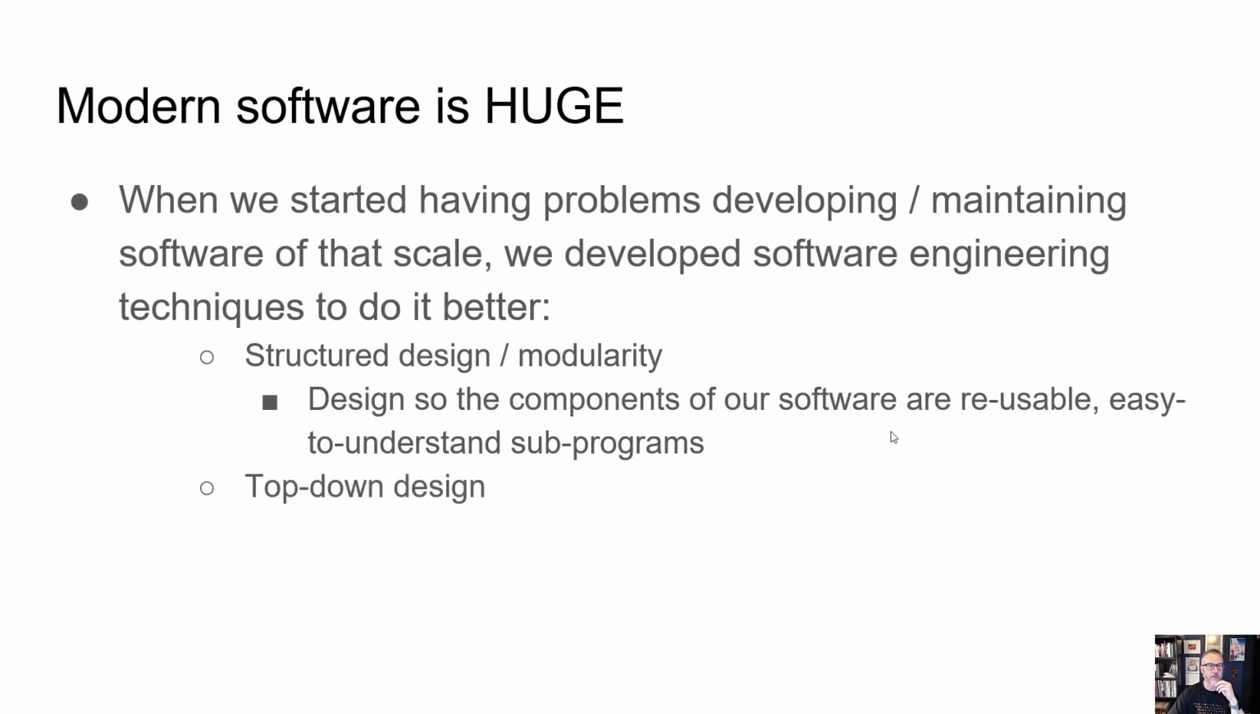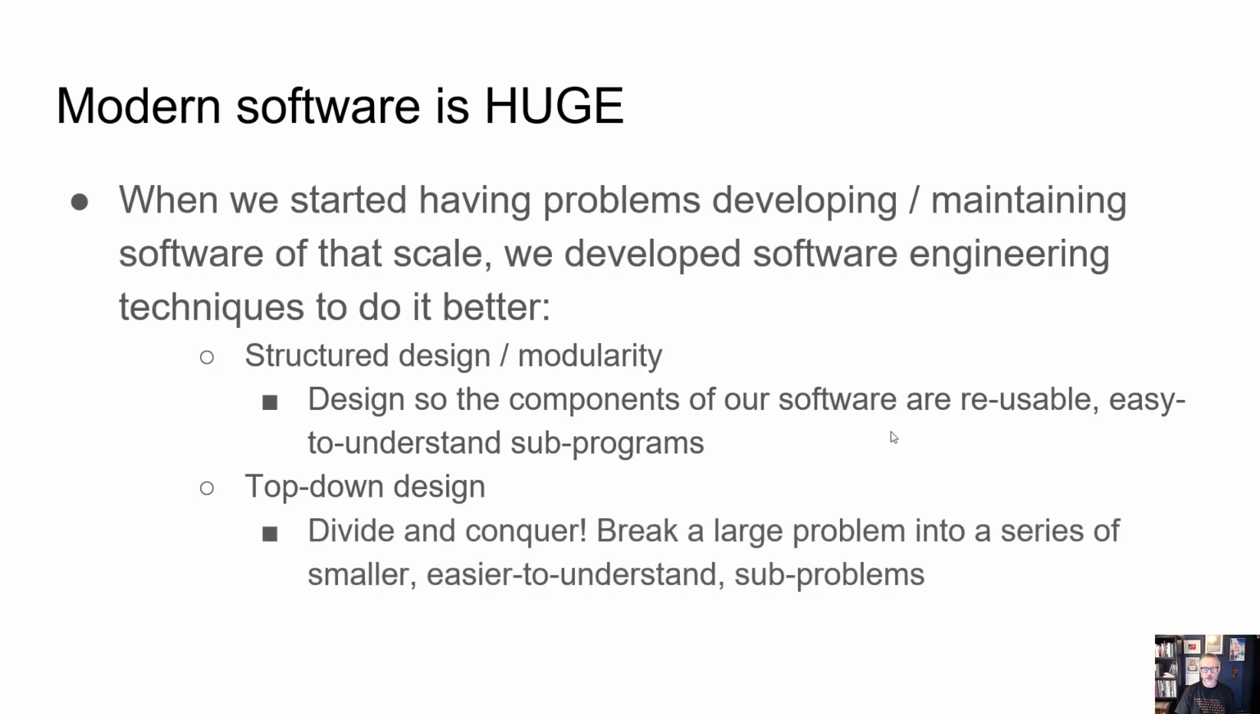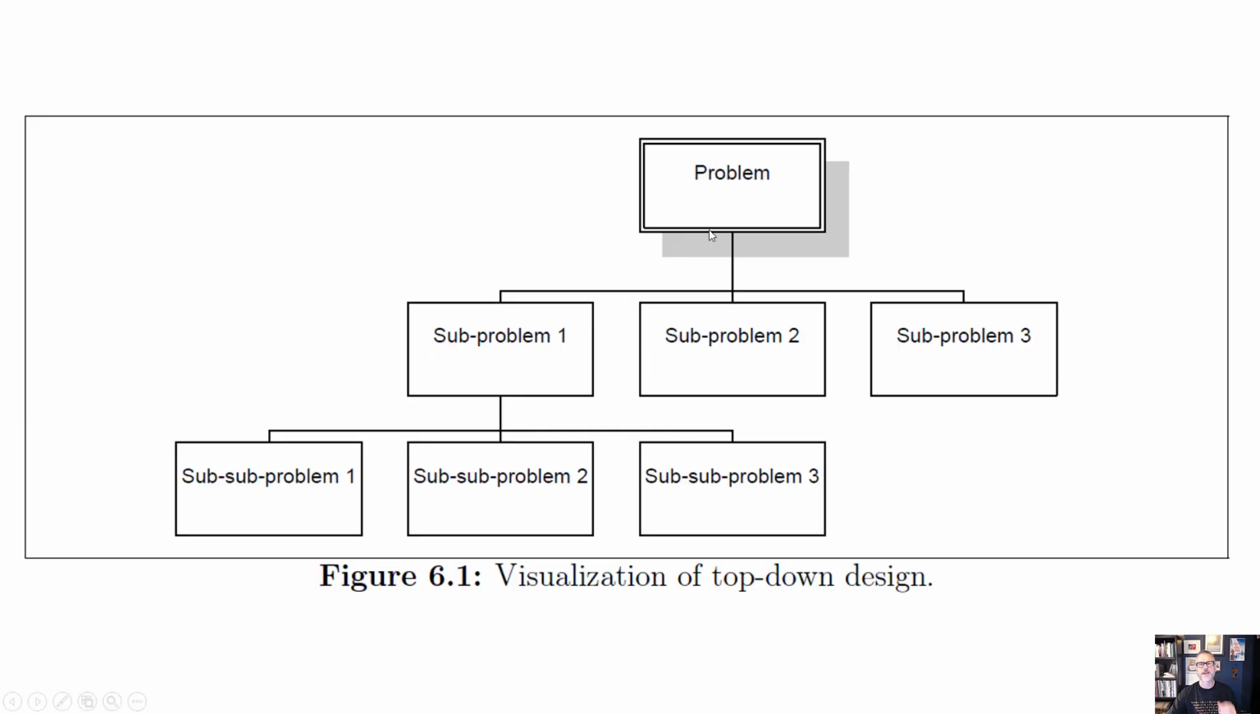The second component that we're going to talk about in this chapter is top-down design. This is a divide and conquer technique where we take a larger problem and break it into a series of smaller, easier to understand sub-problems, okay? We might illustrate that like this. We have a problem up here, and then we have a series of sub-problems. We broke this into 3 sub-components, and in this particular situation, this problem maybe is too large in and of itself, so we break that down further into 3 sub-problems, okay? So that's the idea of top-down design.